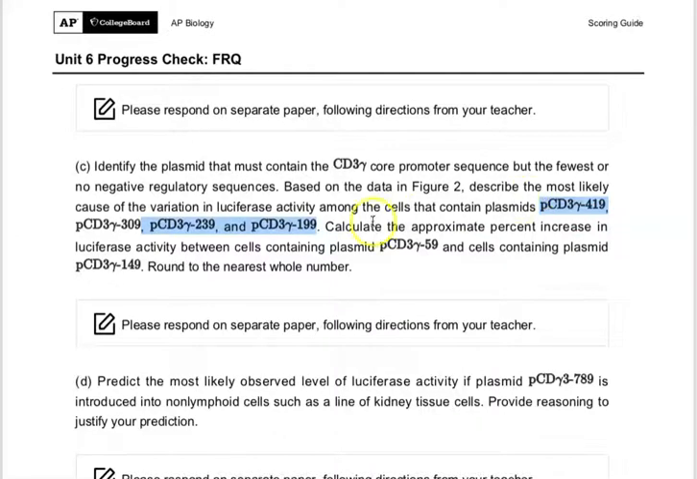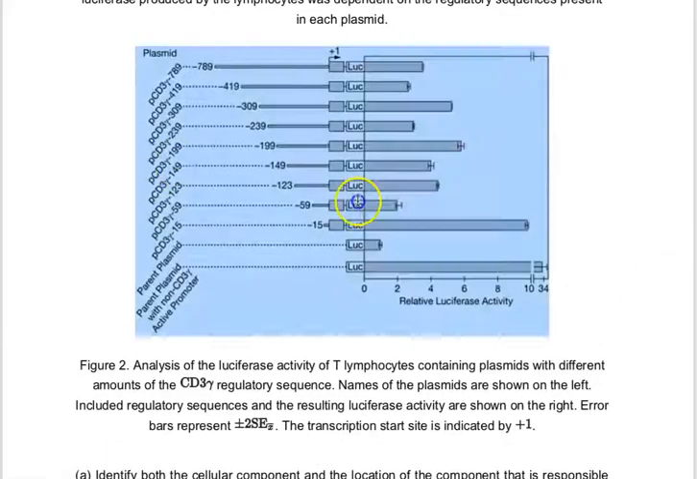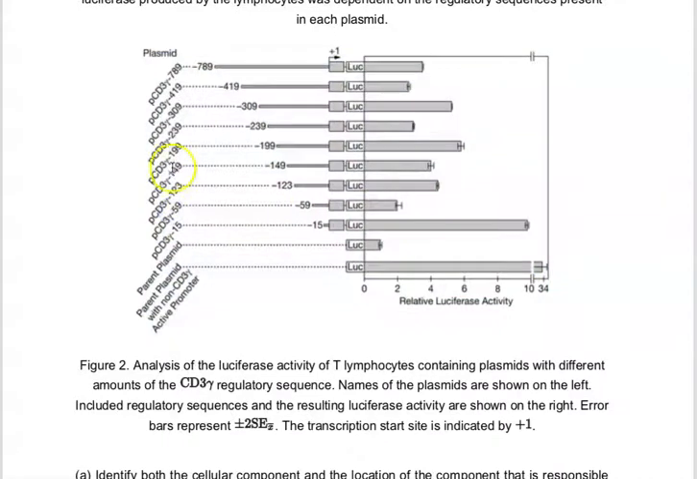Then it says calculate the approximate percent increase in luciferase activity between cells containing the 59 and the 149. So let's see. 59 right over here and 149 right over here. 59 goes around 2, 149 goes around 4. So 2 to get to 4, it is a 100% increase, right? It increases by 2. So it's a 100% increase.